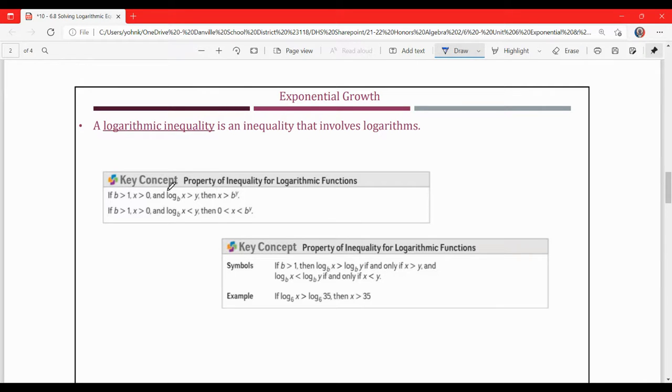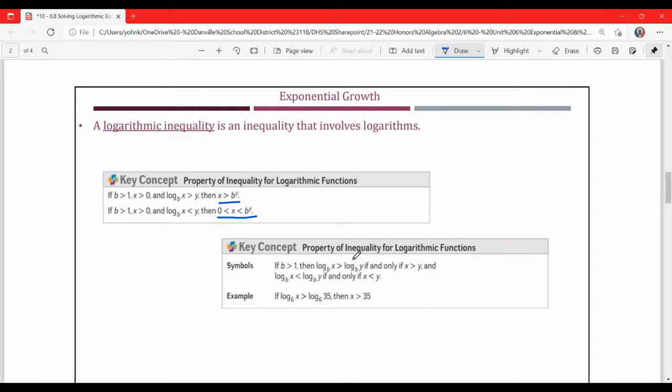If you're dealing with a log just on one side of the inequality, so log base b of x is greater than y, I can change it to x is greater than b to the y. If I have log base b of x is less than y, then I'm going to turn it into this compound inequality, 0 is less than x is less than b to the y. So you need to be very careful when you only have one log.